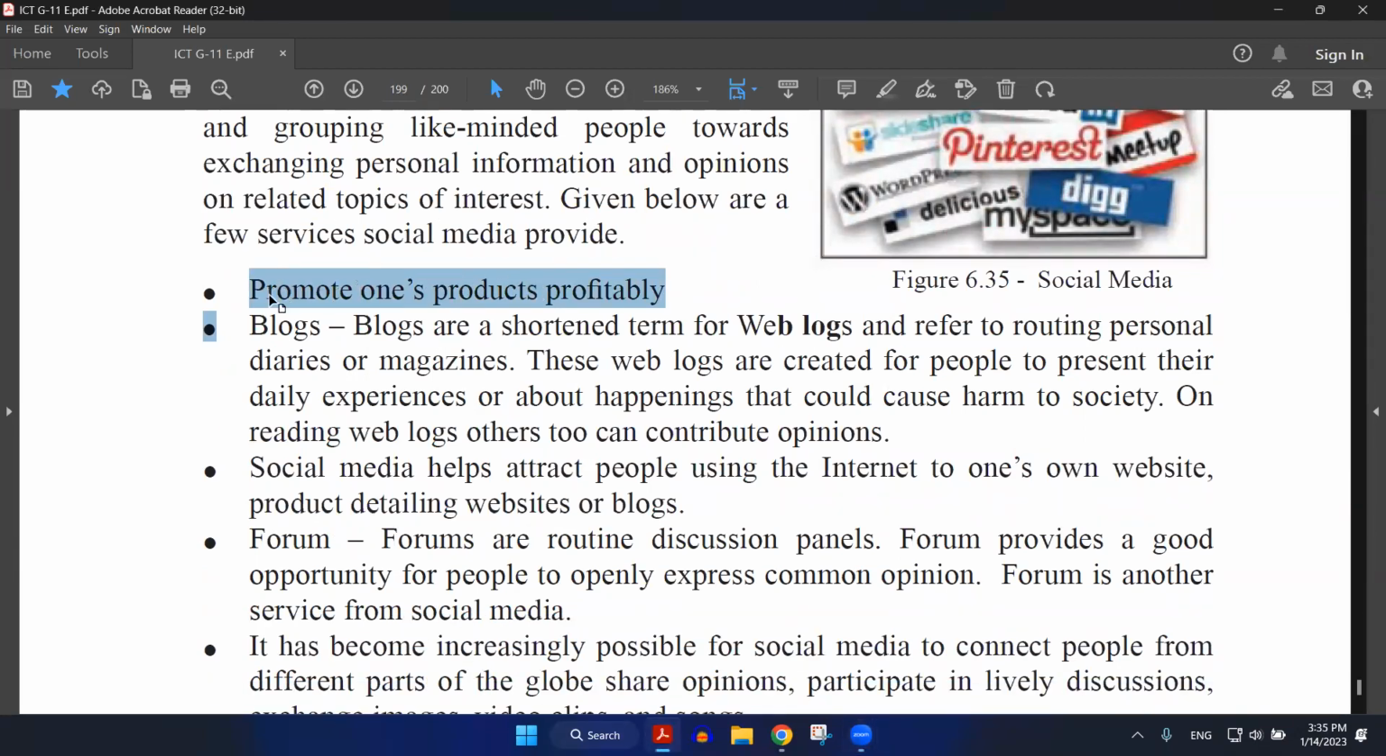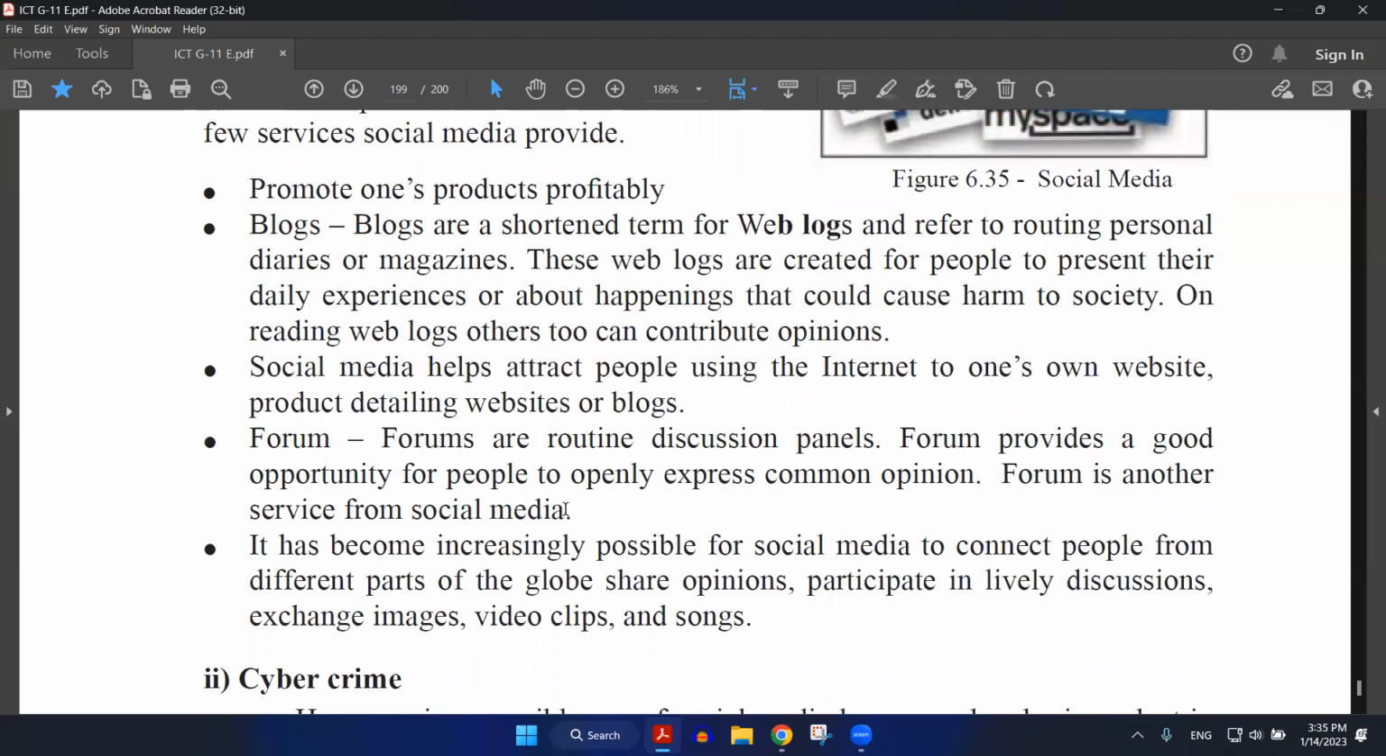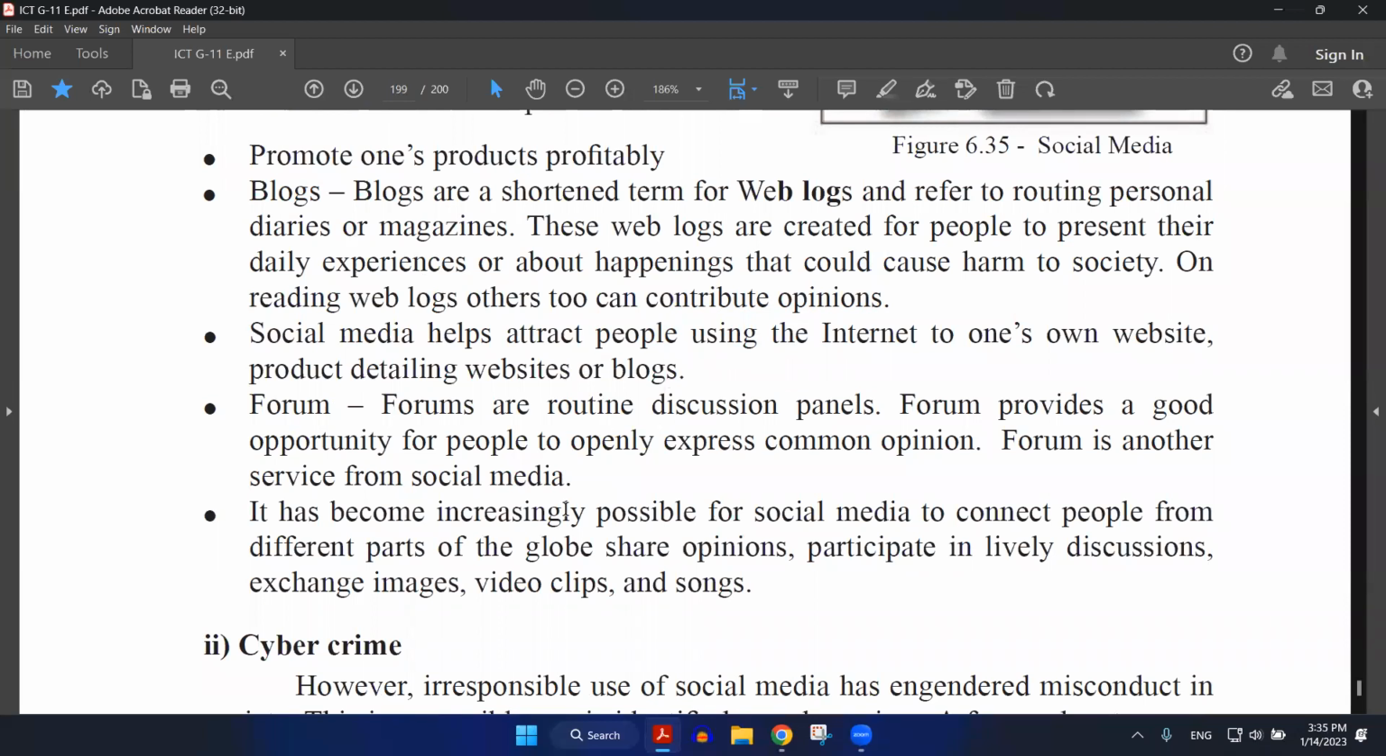Here it is saying about a few services given by social media: promoting one's products profitably, and having blogs. It helps to attract people, for example celebrities and people who own their own websites. Through social media we can generate traffic, or direct people to our websites, and forums to do some discussion, right? And it is a very good platform to share opinions, to share knowledge, to have live discussions.